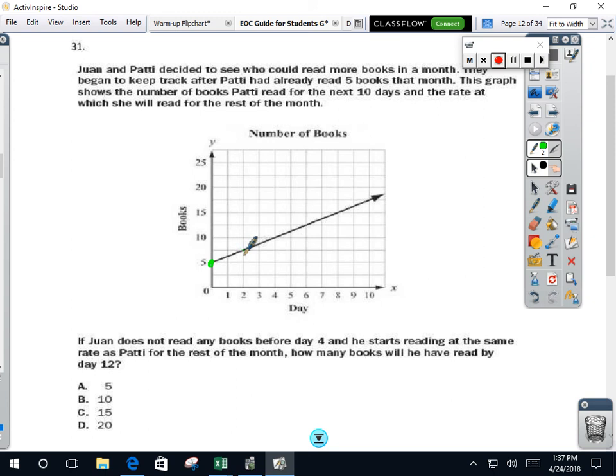And then I wouldn't put a point here because it's going to have a y value of 7.5. And it's just better if we try to stick to whole numbers, right? So I would pick another point right here. So you would rise how many books? 5 books.